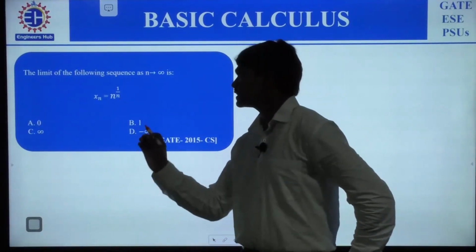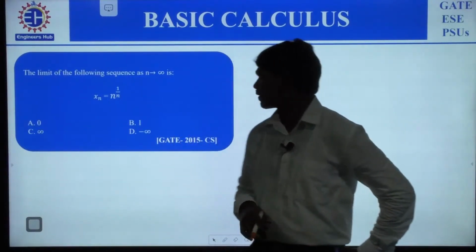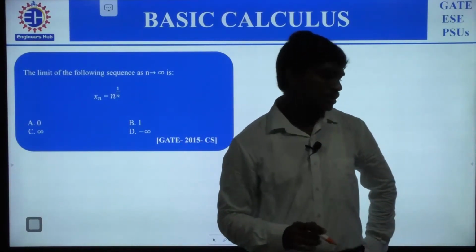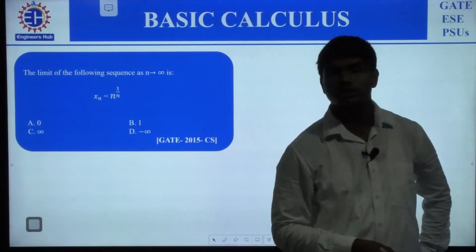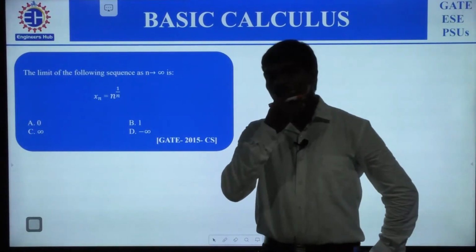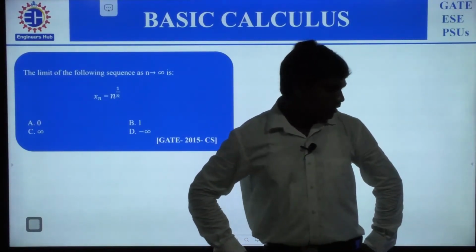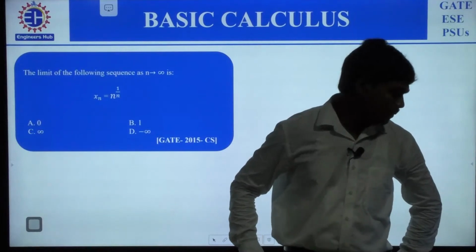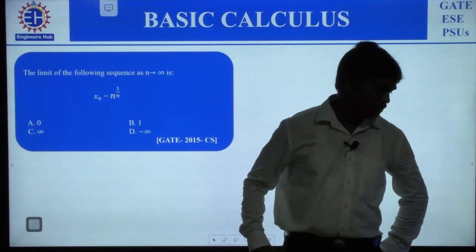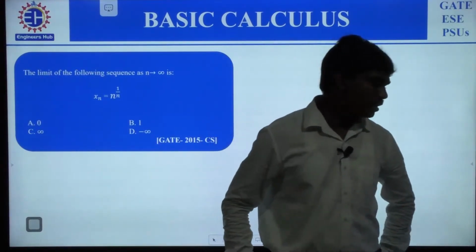The limit of the following sequence as n tends to infinity, xn is equal to n power 1 by n. It came in 2015 computer science, so that you can work out the things. Any answers from your side? B, answer is 1.